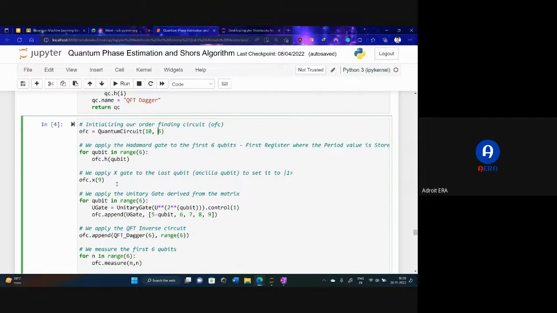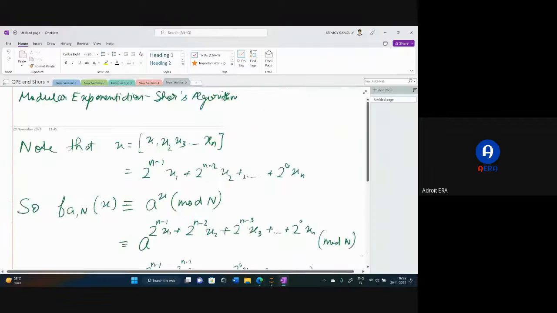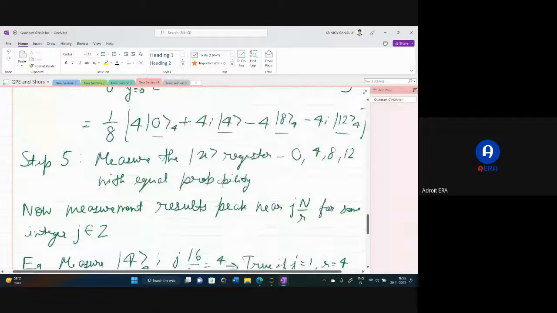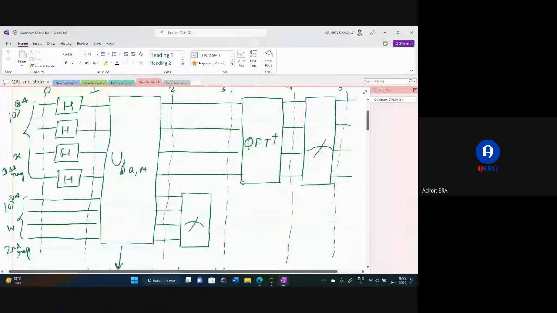Then we run according to the algorithm. So we apply the Hadamard gate. You can see the quantum circuit here. Here is the quantum circuit, if you see. So we have seen this in the morning, right? This is the quantum circuit, right? We apply the Hadamard, and then we are going to apply this unitary, which is made using modular exponentiation.